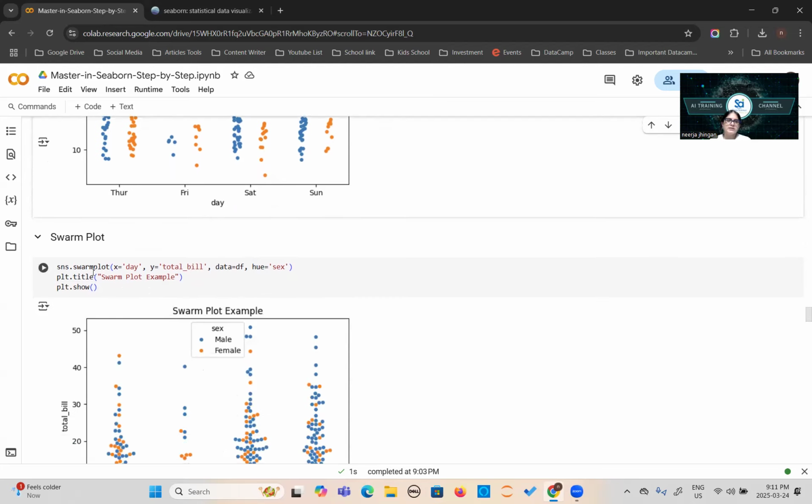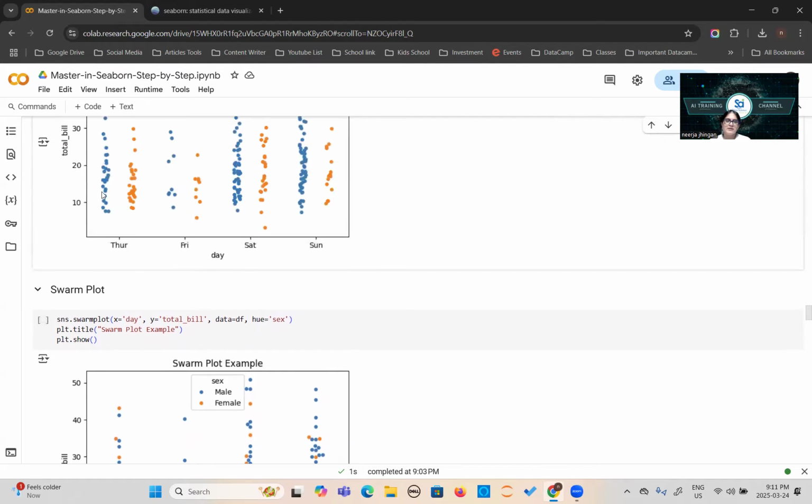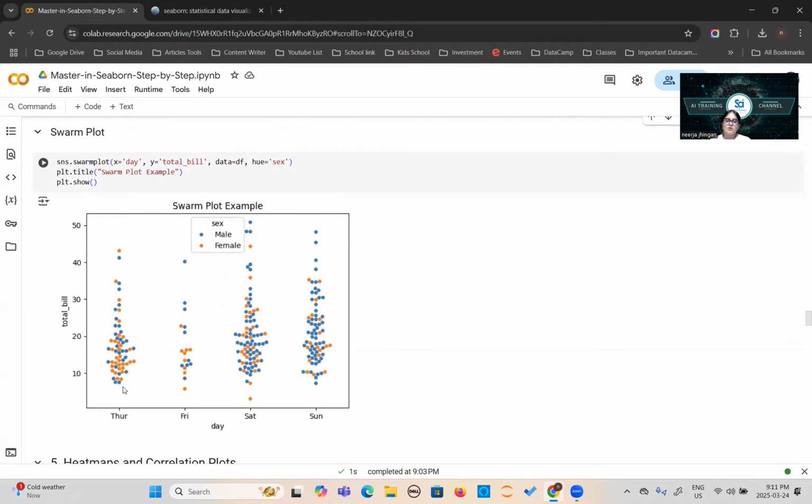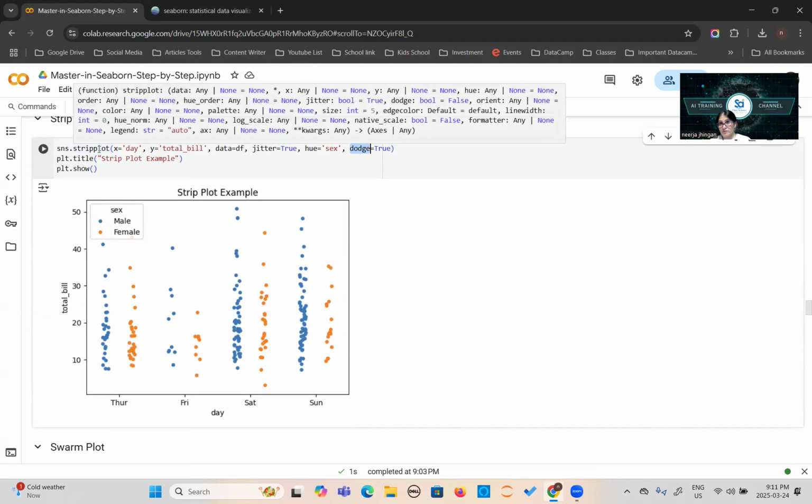And the swarm plot is another one. This is just like your strip plot, but its shape is different. It will look like this way. So here it is just separating, but here it is a mix of everyone, male and female on Thursday. If you want to show it this way, you can use a swarm plot. If you want to show them totally separate, then you need to use the jitter and dodge parameters, then you can go with the strip plot.